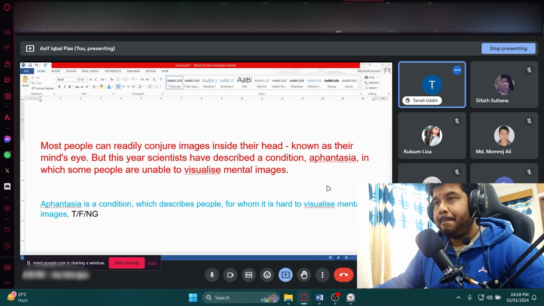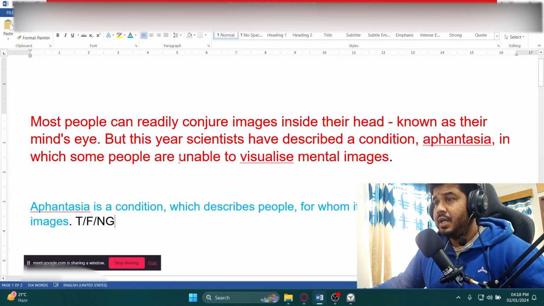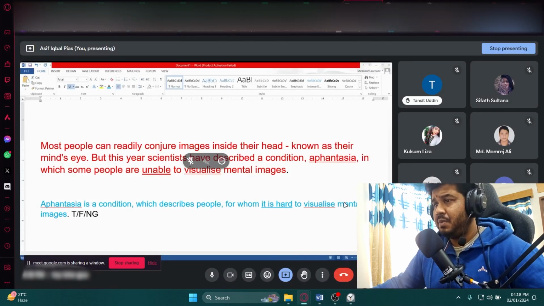Yes, sir. I want to say that it may be true because we can find these 2 common words, unable, in the passage, and in the question, if we look, we can find it is hard to visualize mental. In this perspective, I would like to say it's true. All right. Okay. Fine. So you have pointed out these 2 parts. I'm going to underline them, and we'll have them as such. Now let's look at the other people, why they have said false, and I want to listen to them as well, and then I'll come back to you guys.